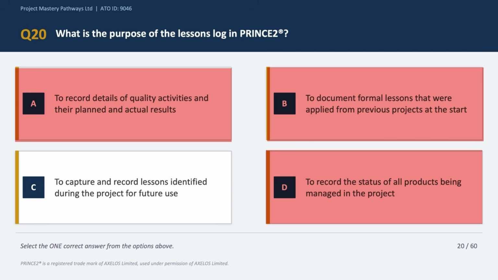Now option C says to capture and record lessons identified during the project for future use. Now this is the correct answer choice because the lessons log is a live document maintained throughout the project, and at the end of the project it feeds into the lessons report, which is shared more widely. So the correct answer is option C.